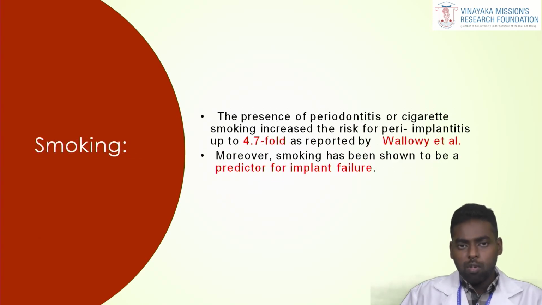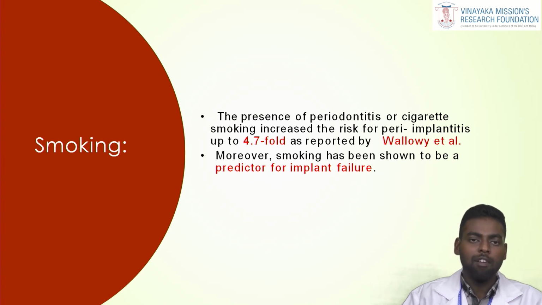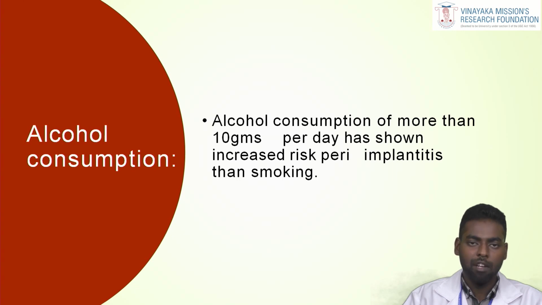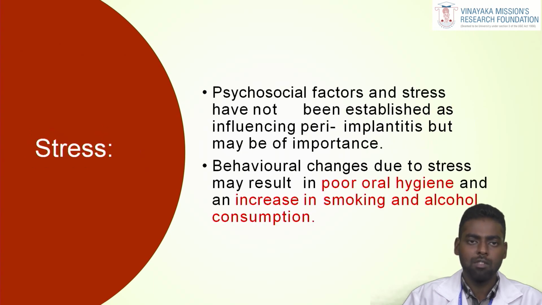Next factor is smoking. It has been shown by Valovi et al. that a 4.7-fold increased rate of implant failures is seen in patients who smoke compared with non-smokers. The same applies to alcohol, but with alcohol in addition to smoking, they will have about 6 times more implant failures. The upcoming factor is also related to smoking and alcohol consumption, which is stress.